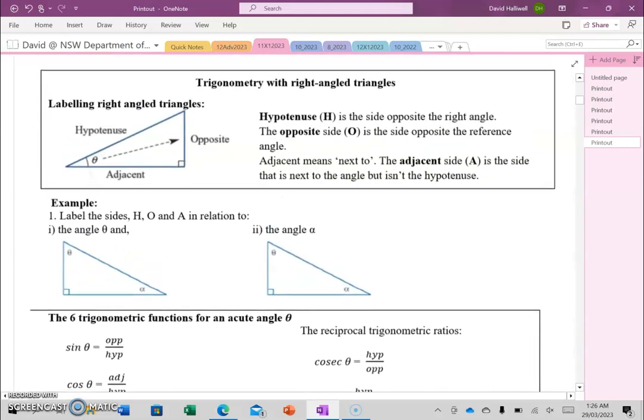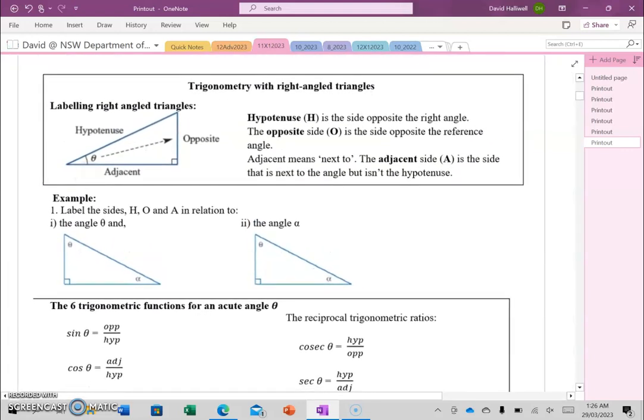Okay, so we're going to start off trig with right angles. This should all be just revision. Recall, if you've got a right angle triangle, the hypotenuse is the side that's opposite the right angle. The corner points to the hypotenuse, it's the longest side of the right angle triangle. Opposite is opposite to a reference angle, and the reference angle is usually theta. Adjacent means next to, it's the side next to the angle that's not the hypotenuse. We usually denote hypotenuse H, opposite O, adjacent A.